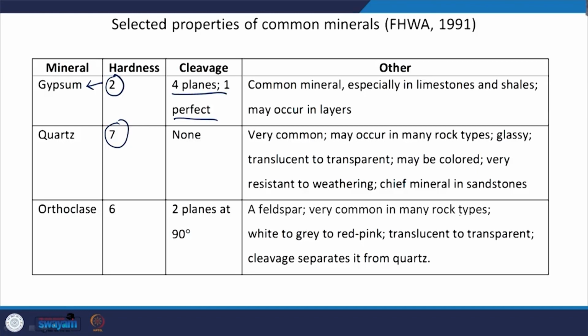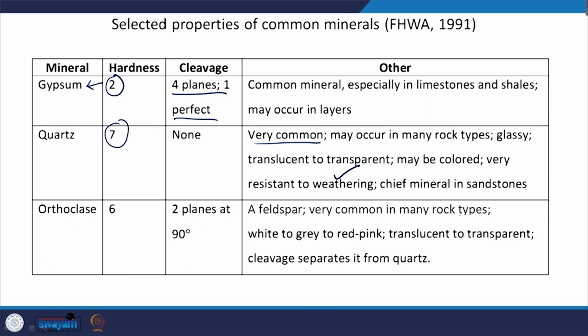The next one is quartz, and you can see that the hardness level is much higher than that of the gypsum, and no cleavage planes were obtained. This is a very common mineral. It may occur in many rock types. It has a glassy appearance and is translucent to transparent. It may be colored. It is very much resistant to weathering.